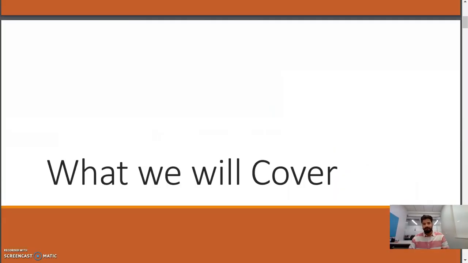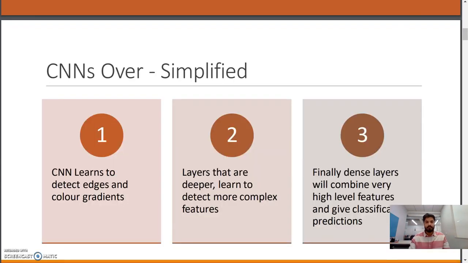What we will cover. We will discuss the drawbacks in CNN which led to the development of Capsule Network, and a few more requirements that we want the Capsule Network to cover.